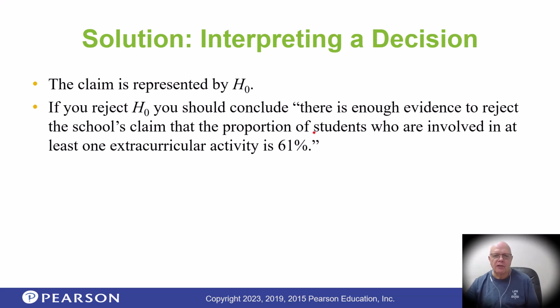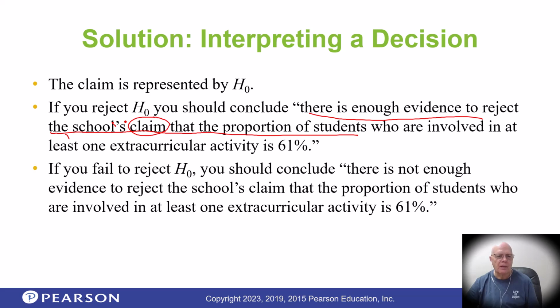And again, here's the wording. There's enough evidence to reject the school's claim. Notice it's about the claim. So you're going to write this sentence in terms of what the claim is. Write some of these out so that you have something to build on when you get to your own hypothesis testing. If you fail to reject it, there's not enough evidence to reject the school's claim.